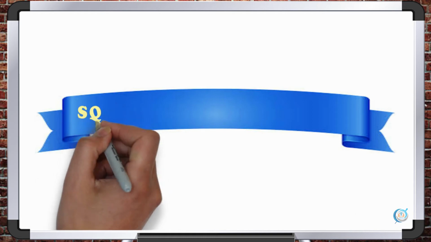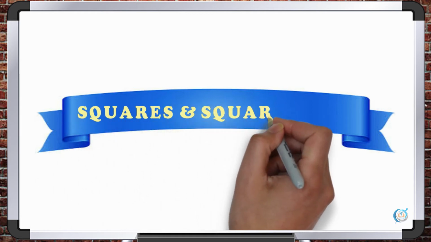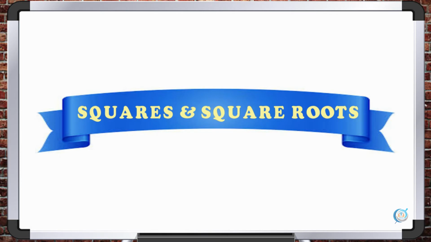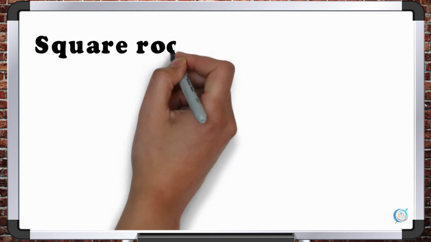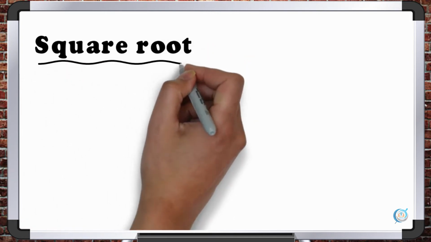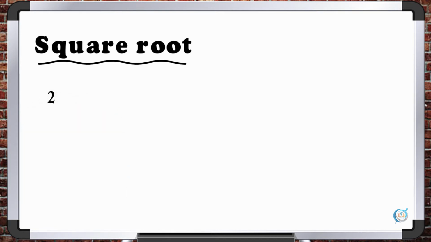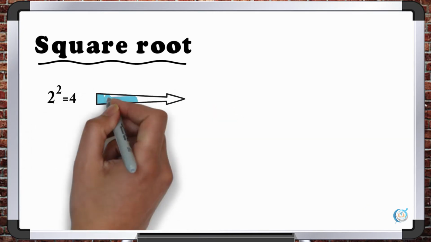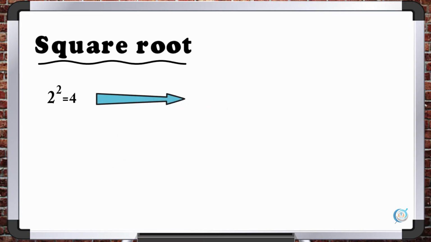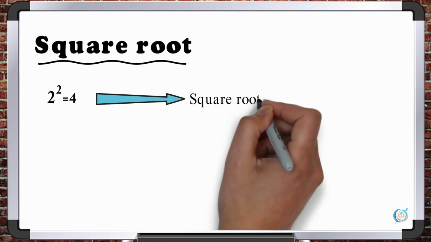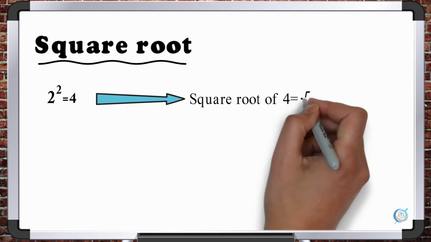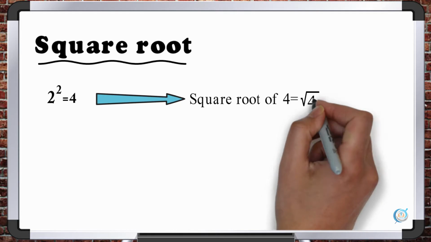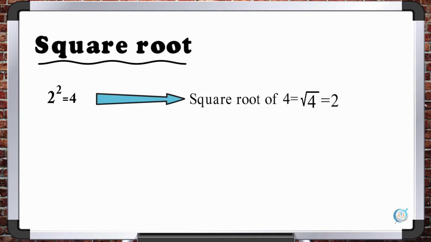Now let us learn about squares and square root, and we are going through the second part of it. In this module we are going to learn about square roots. We have already learned about squares, and we know that square of 2 or 2 square is equal to 4. Then we can say that square root of 4, this will be written as root 4 is equal to 2.